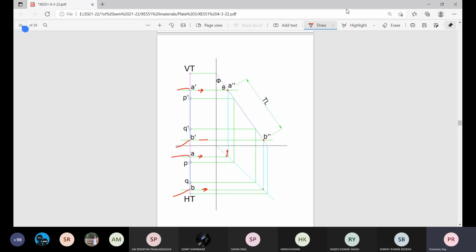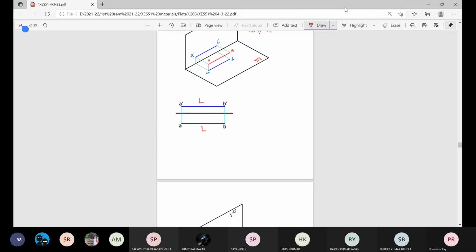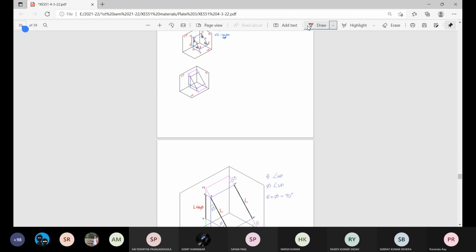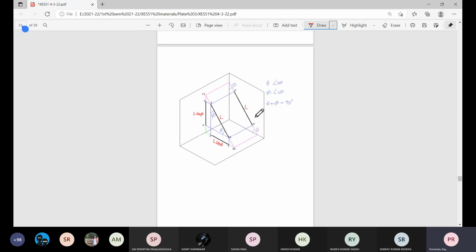Now once that side view A double dash B double dash is drawn, naturally you are getting everything from that. This is the true length. This is the true angle with the horizontal plane, that is theta. This is the true angle with the vertical plane, that is phi. Done. Now some more information is also there, HT, VT, P, Q, P dash, Q dash, but we'll come back. We'll move back to that diagram to visualize it. So this was that L, theta, phi available.